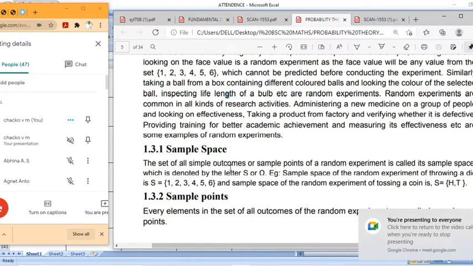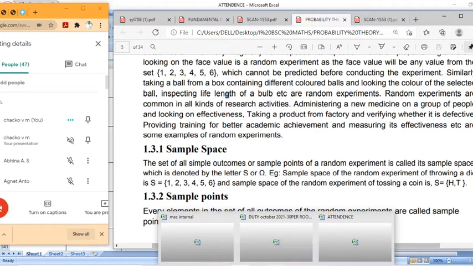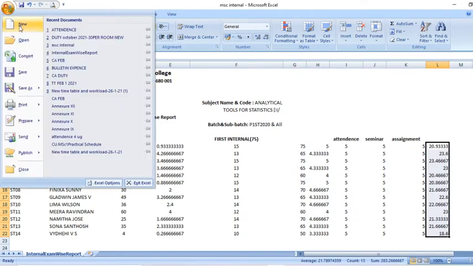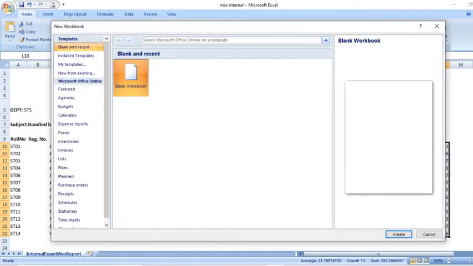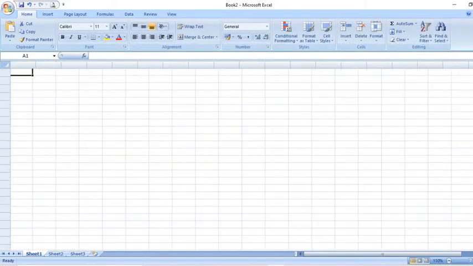So for the study of this type of random experiment, we should define some terms. One is the sample space. So what is sample space? The set of all possible outcomes of a particular random experiment is called the sample space. For example, in the case of a coin tossing experiment, the possible observations, can you say?